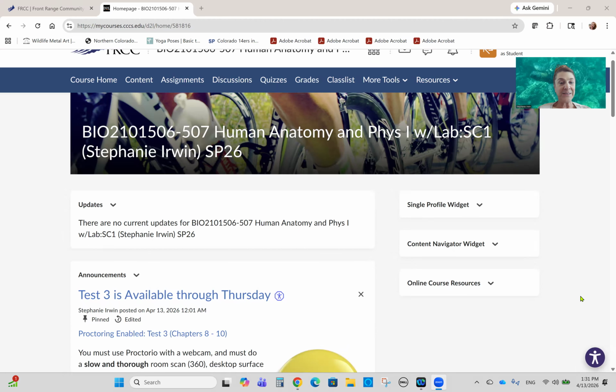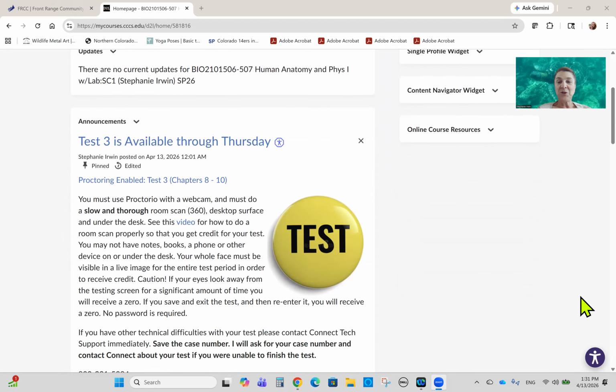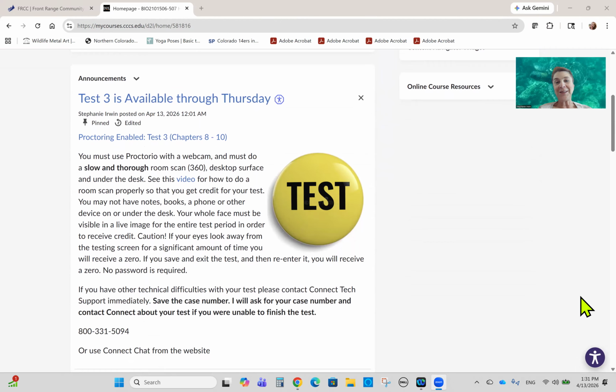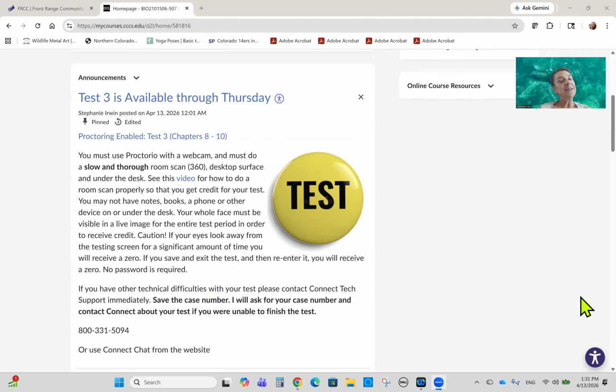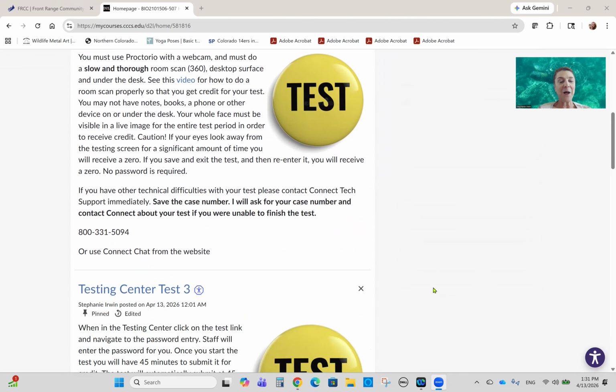Let me share my screen so that you can now see our D2L page. Of course, you already know that the test is happening this week. Just like the first two, test three goes through Thursday at 11:59 p.m. All of the same guidelines and regulations as far as using Proctorio. Last time went very smoothly, so I expect this time will as well.